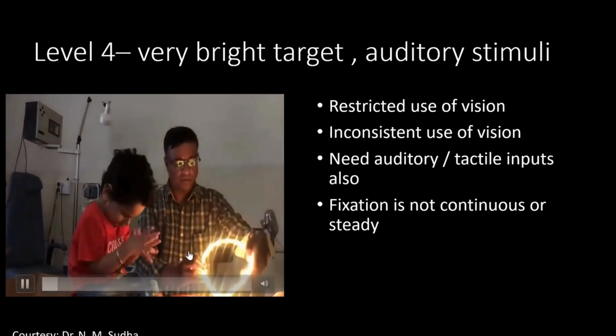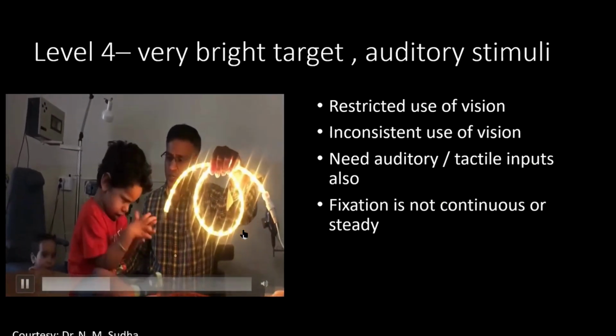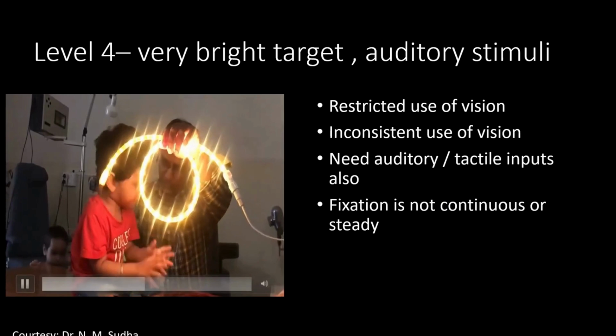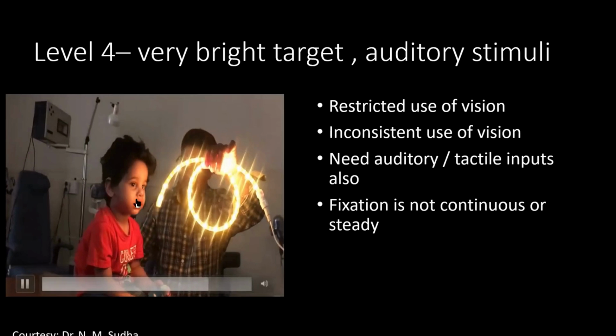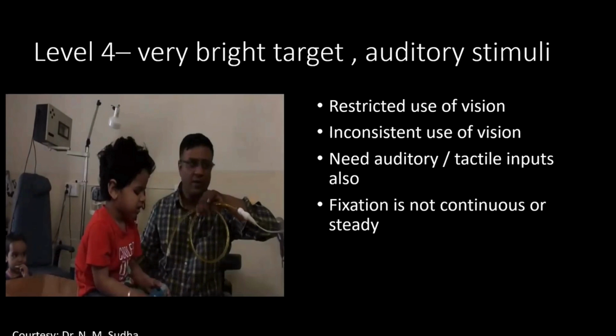So look at the child. The child is not interested in the lighted object in front of him. Mother is calling out his name and asking him to look at it. And then he suddenly looks at the chain, but he is not ready to follow it completely when the light is switched off. So there is use of auditory stimuli as well as a bright target, but there's an inconsistent use of vision in this child, and fixation is also not continuous.